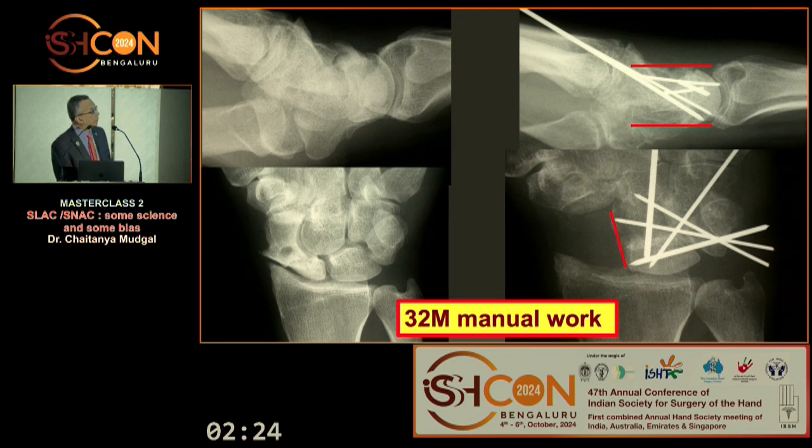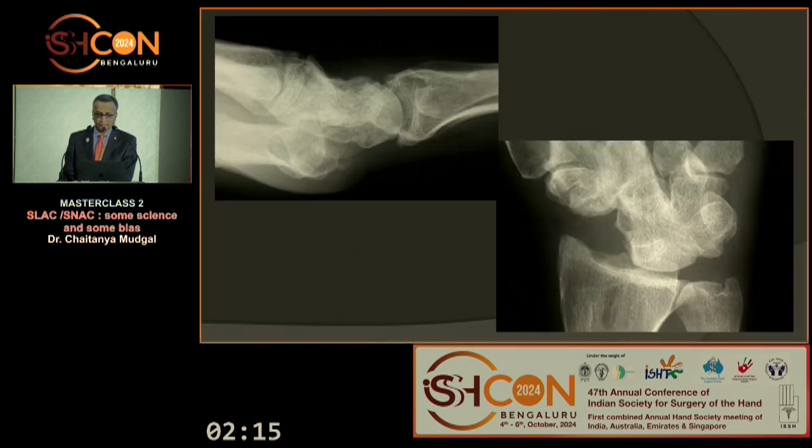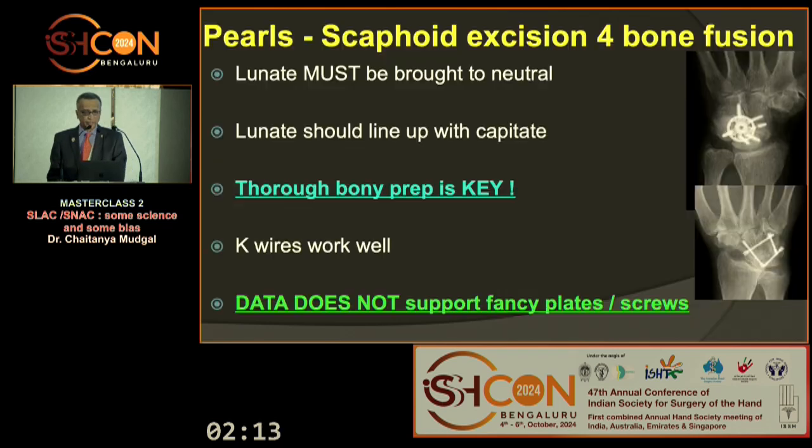But the key is you've got to get your lunate collinear. It has to be completely taken out of extension, and it has to be collinear with the capitate to maintain your carpal height. And it goes on to fuse predictably.